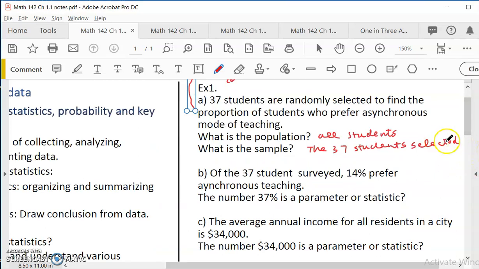Of the 37 students surveyed, 14% prefer asynchronous teaching. So the number, I think it should be 14%. So the number 14%, this is the summary of the 37 students, right? So 14% is calculated from where? It's from the sample. So it is a statistic because this 14% is calculated from a sample.